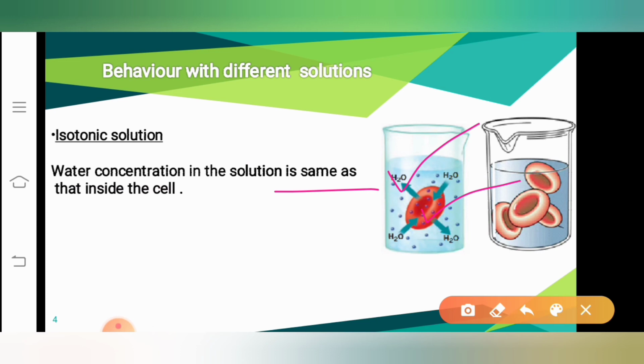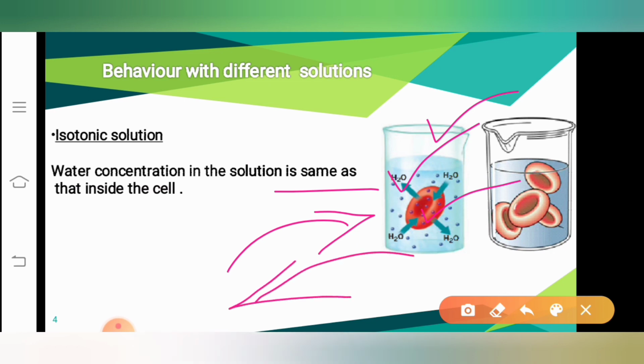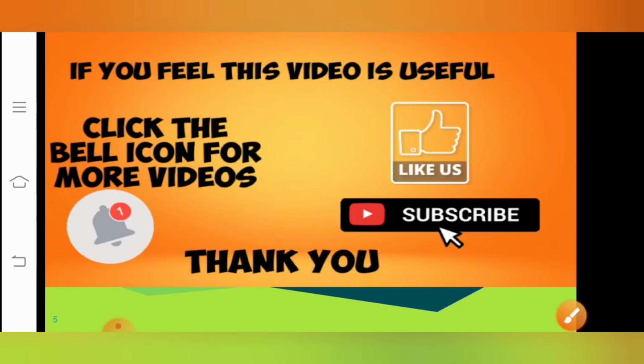Correct? So what happens now in this case? In this case, as there is no difference in the concentration of water, there will be no osmosis. There will be no osmosis means there will be no movement of water molecules. Water will neither move inside the cell nor come out of the cell. Because the level of concentration both in the solution and in the cell is equal. As a result of this, the cell does not change its shape.